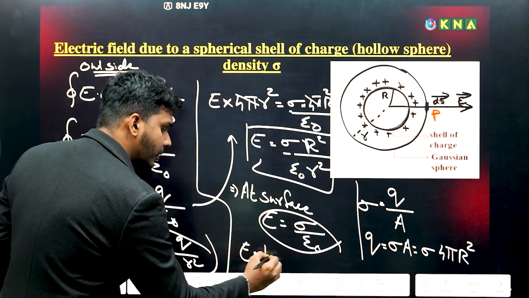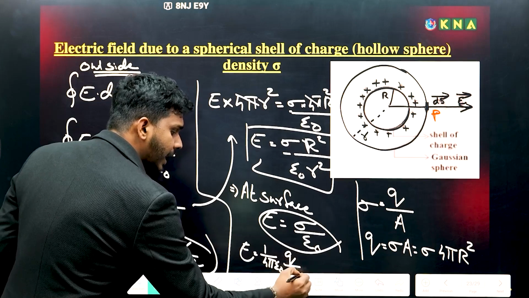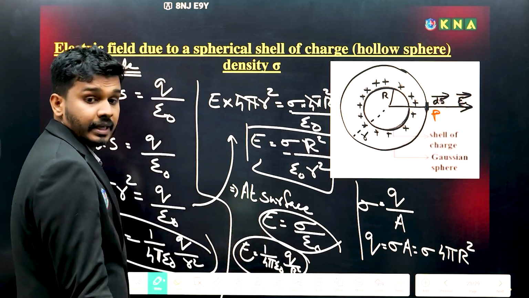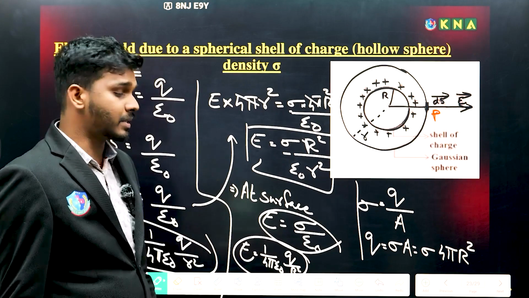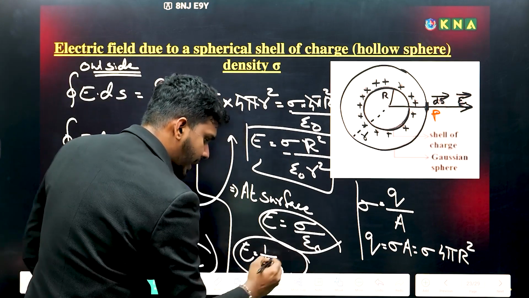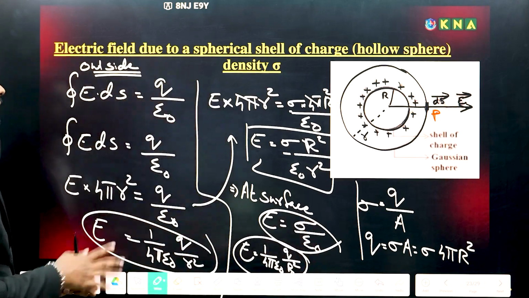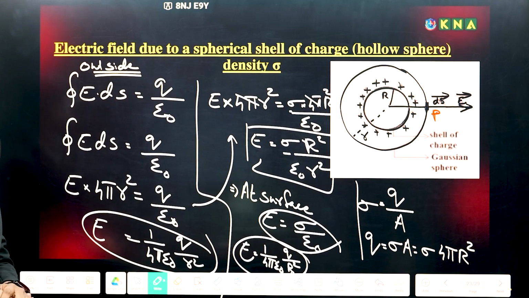Electric field is equal to 1 by 4 pi epsilon naught into Q by capital R square. But that is the electric field at the surface.